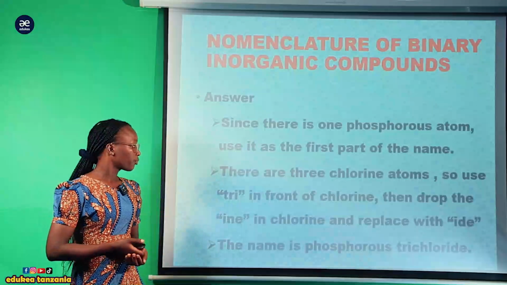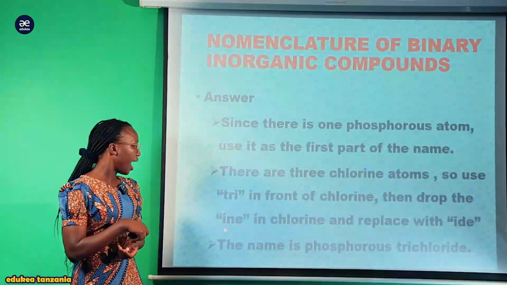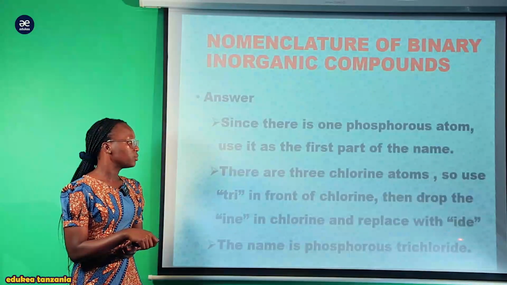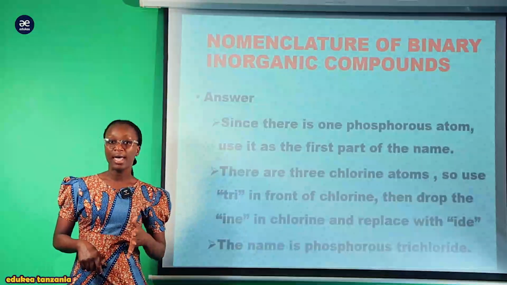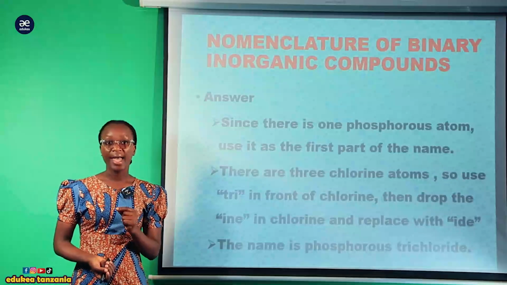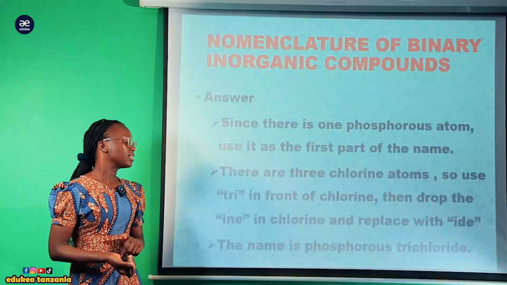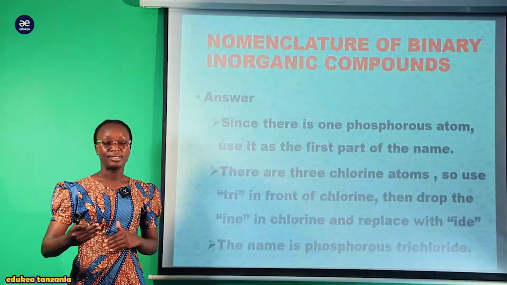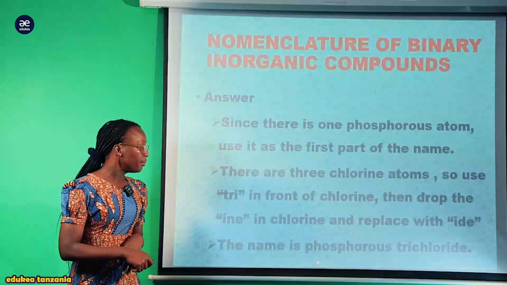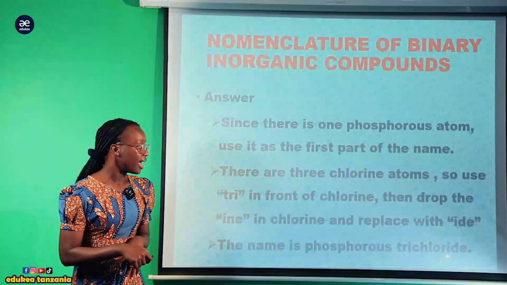zipo 3. Then you drop the I N E in chlorine and replace with IDE, kwamba tunaitoa ile I N E afu tuna replace with the IDE katika chlorine ambayo ni ile second part, ni ile our last element or compound. The name is phosphorus trichloride.